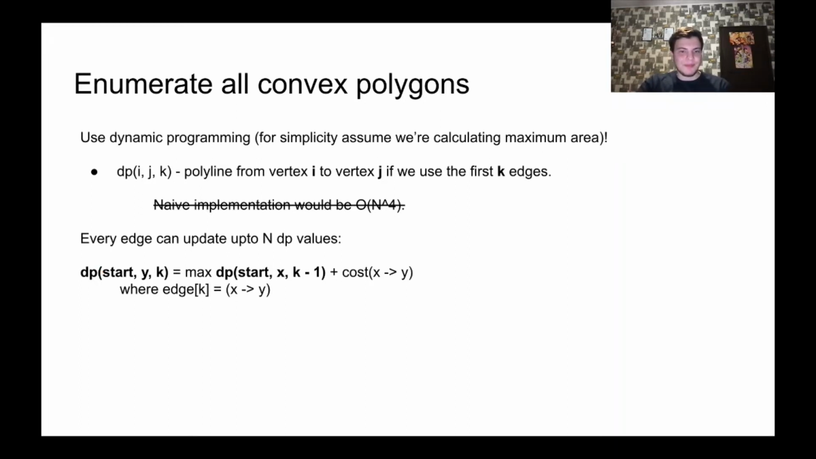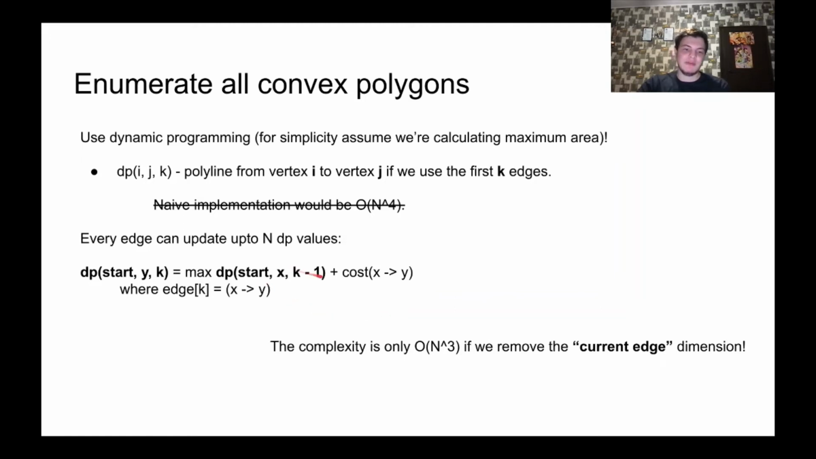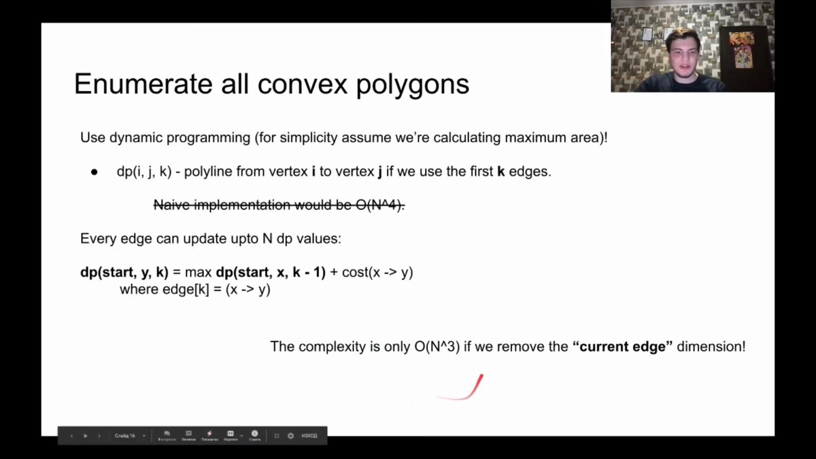So yeah, basically that's pretty much it. And this way we get a cubic solution if we remove the last dimension, because we can just use the previous DP table and just update n values in it. So this way we can get a cubic solution.